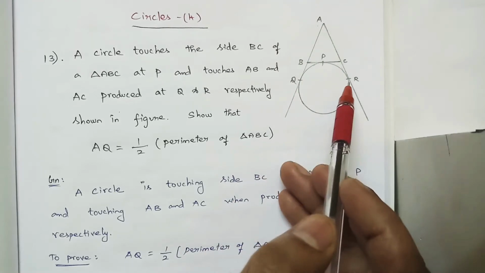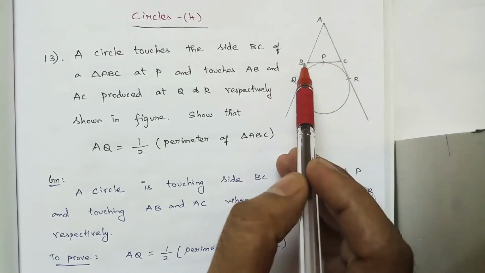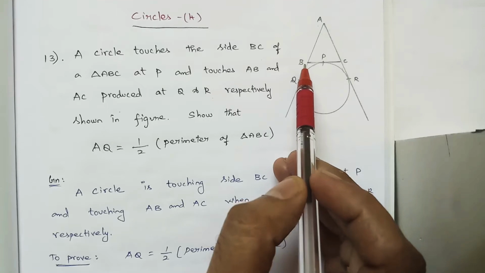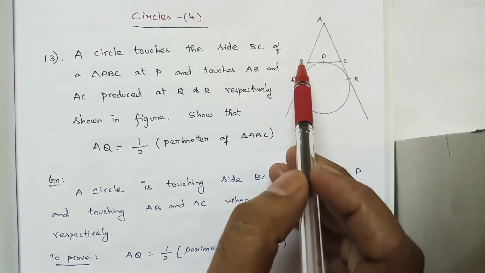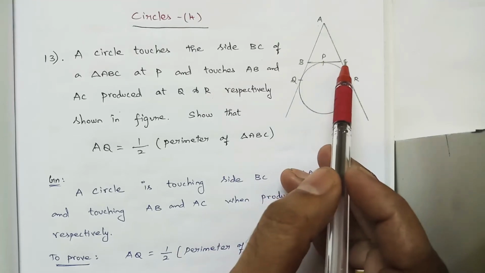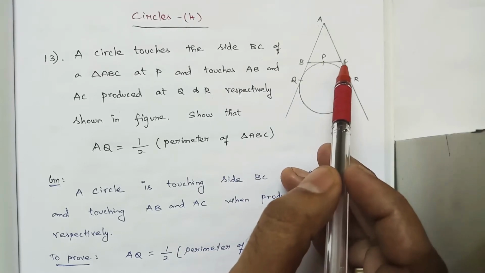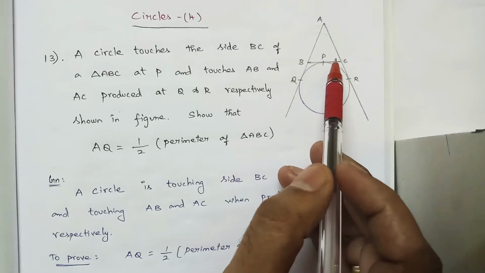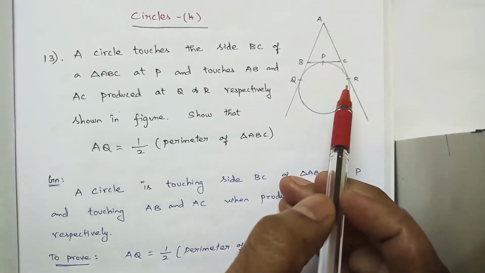And B is also an external point. From the point B, we are having two tangents, that is BQ and BP. BQ and BP are the two tangents. For the external point C, we are having two tangents, that is CP is equal to CR. Understood? So this you have to know.